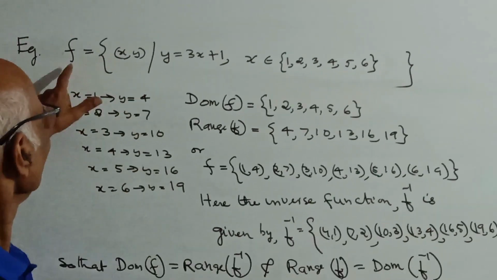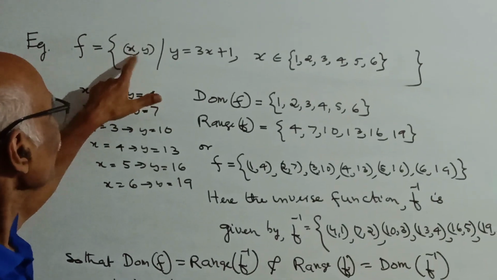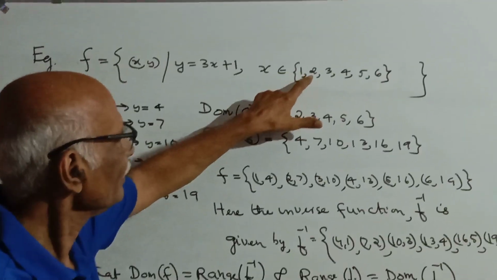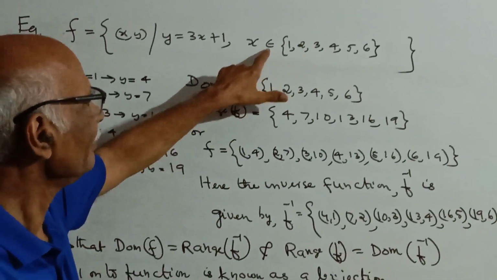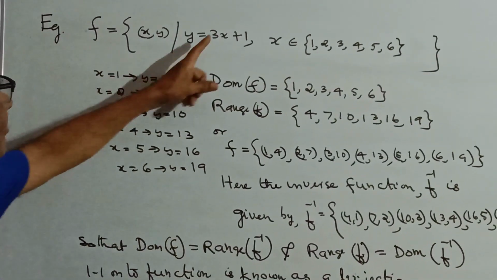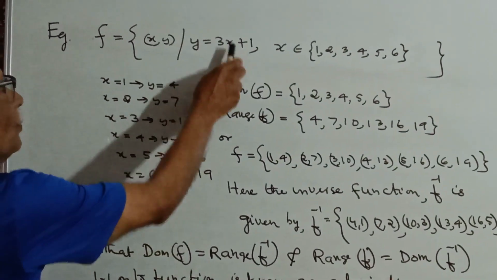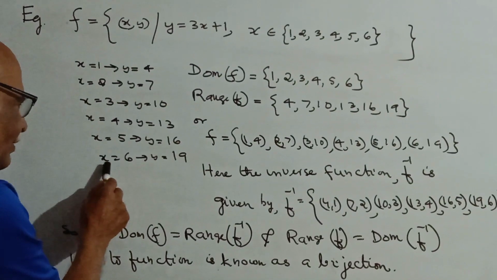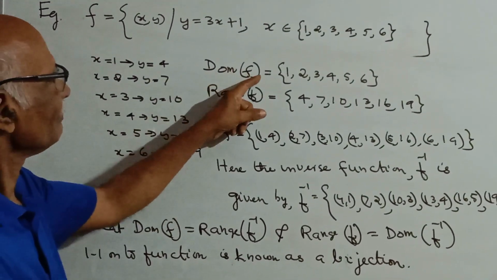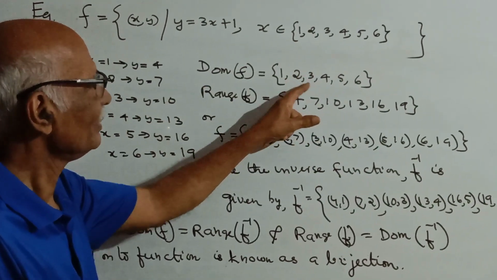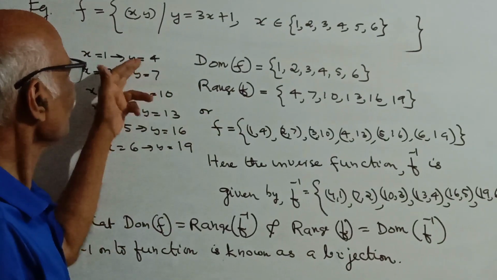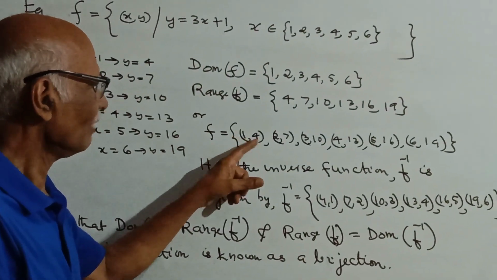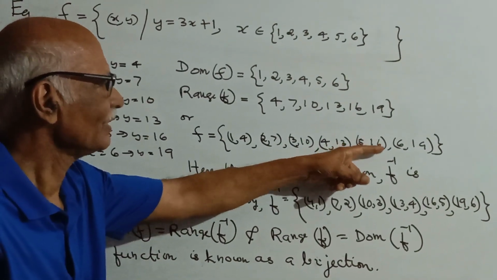Here we consider an example. F is the function given by the set of ordered pairs (x, y) such that y equals 3x plus 1 and x takes values from 1, 2, 3, 4, 5, 6. So the domain immediately comes to you. Now x equals 1, y is 4; x equals 2, y is 7; x equals 3, y is 10; x equals 4, y is 13; x equals 5, y is 16; x equals 6, y is 19. So the domain of F is given by the values of x: 1, 2, 3, 4, 5, 6. And the range of F is the values of y: 4, 7, 10, 13, 16, 19. Or we can write this as F equals {(1, 4), (2, 7), (3, 10), (4, 13), (5, 16), (6, 19)}.